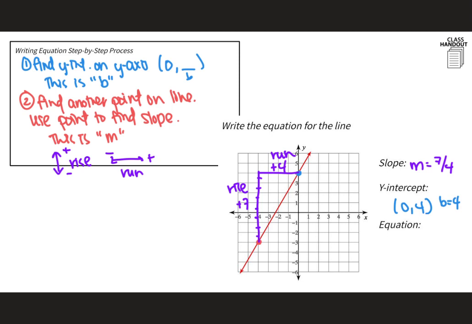So now we have m and b. Remember that the equation is y equals mx plus b. So it's going to be y equals 7/4 x plus 4.